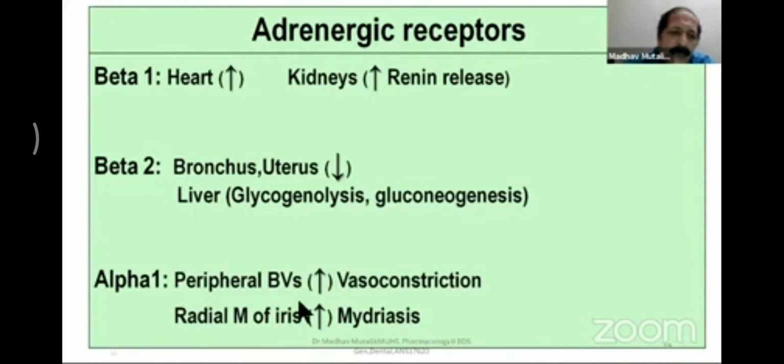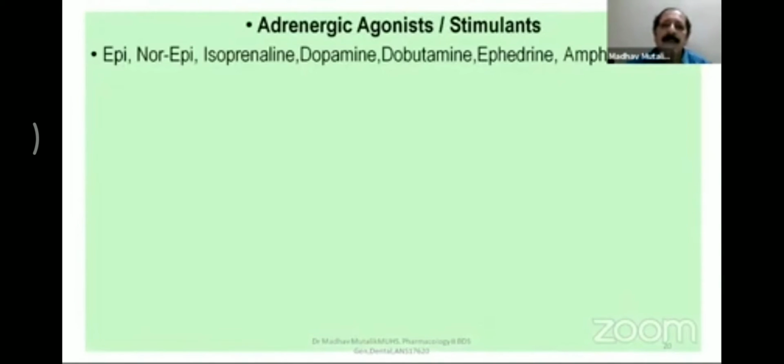And the radial muscle of iris is also an excitatory receptor. The radial muscle of iris contracts, but because it contracts upside down, the inside out, that's why there is dilatation of the pupil. The pupil dilates. So these are important adrenergic receptors. Now, based on these adrenergic receptors, we will have a look at the adrenergic agonist and adrenergic blockers.